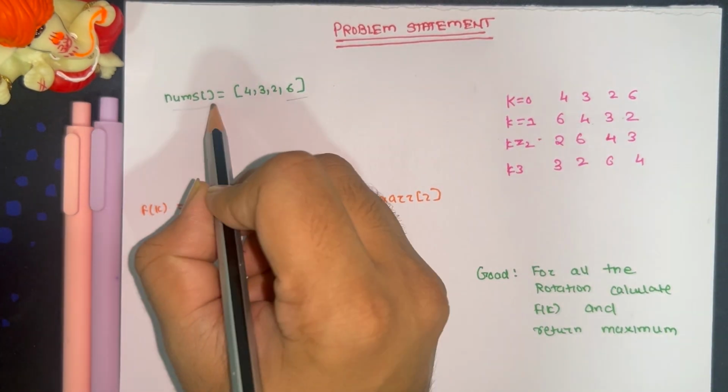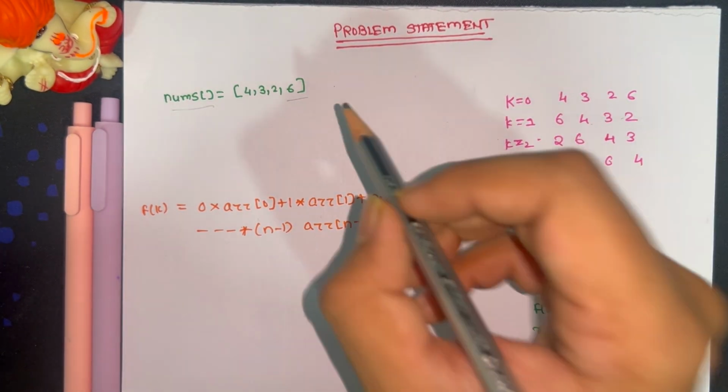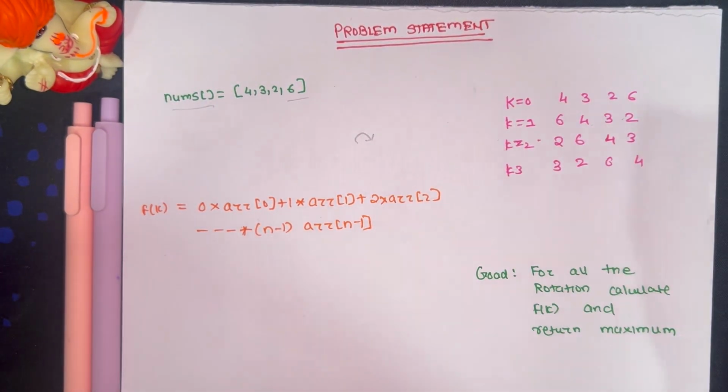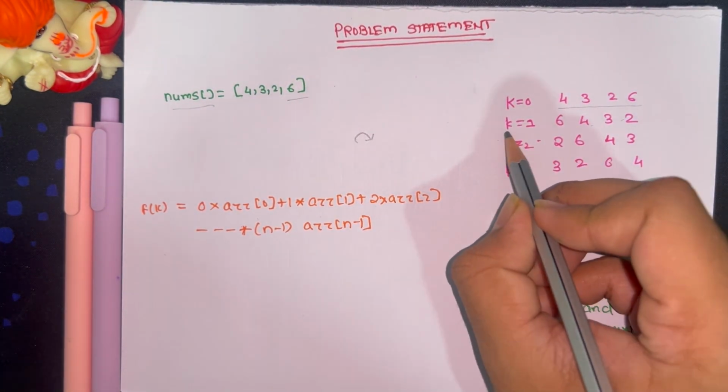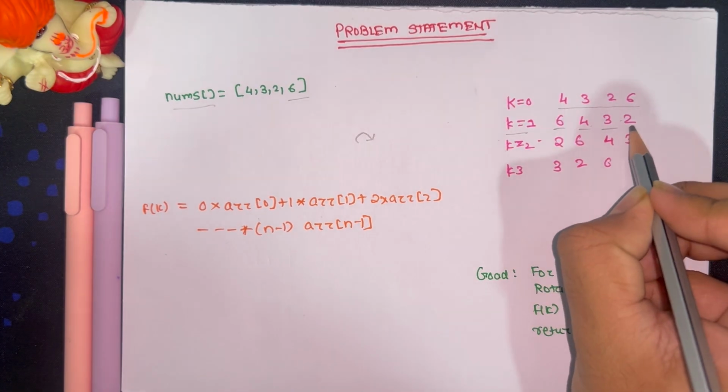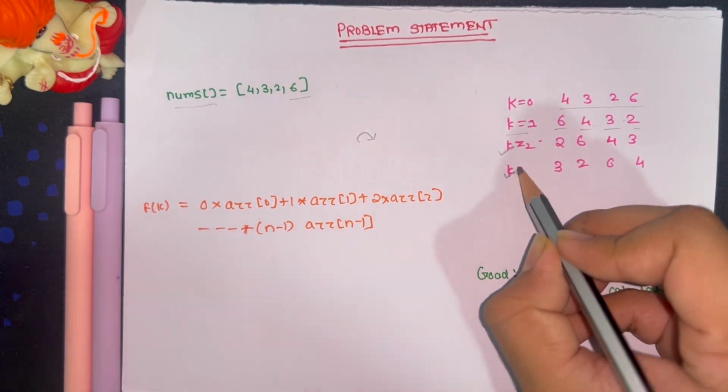We have been given a nums array and we are allowed to rotate the nums array in a clockwise direction. Without rotation the array is 4, 3, 2, 6. After the first clockwise rotation it will be 6, 4, 3, 2. Similarly for 2 and 3.